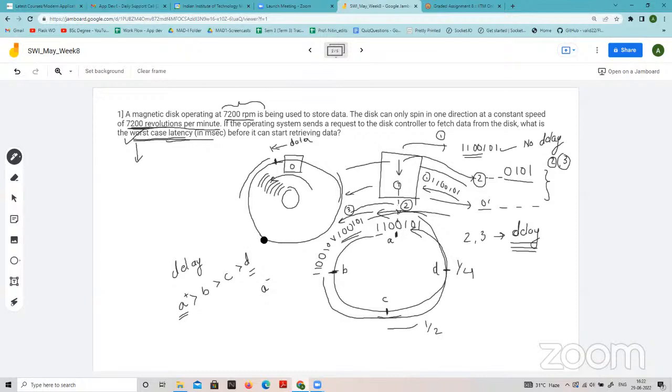All right, and why is the speed of the disk, 7200 revolutions per minute, given? It makes sense here. Why are we talking about worst case latency? And why are we talking about position A plus when we are talking about worst case latency? I hope this part is clear. Now what remains is the calculation. I'll keep this part, but I'll write it here.